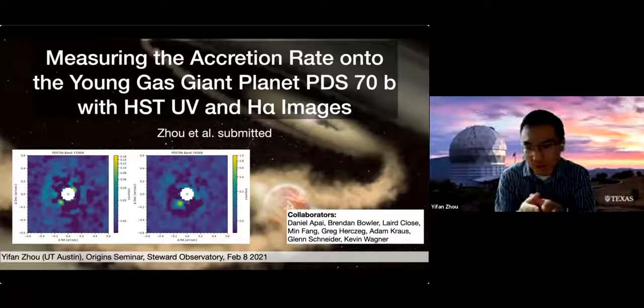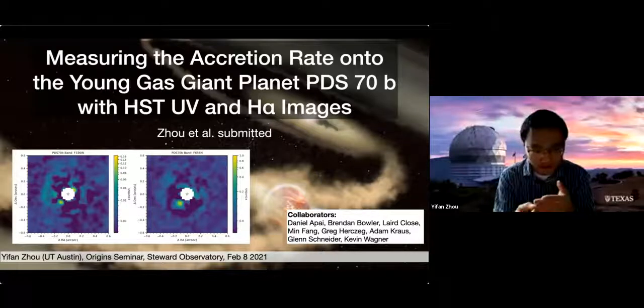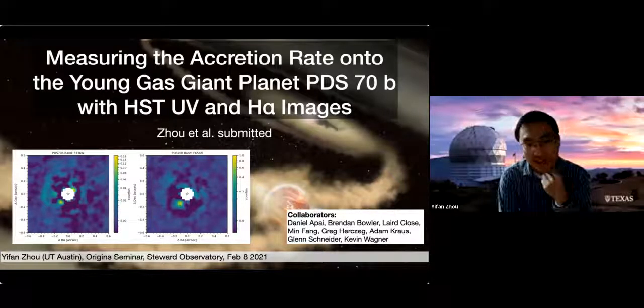With the help of a lot of my collaborators, including many of you at Stewart, we had this very exciting result of observing the PDS 70 system with Hubble Space Telescope. By using high contrast imaging with HST to observe this system in UV and H-alpha, we made the first ever detection of a planet in direct imaging mode in the UV bandpass.